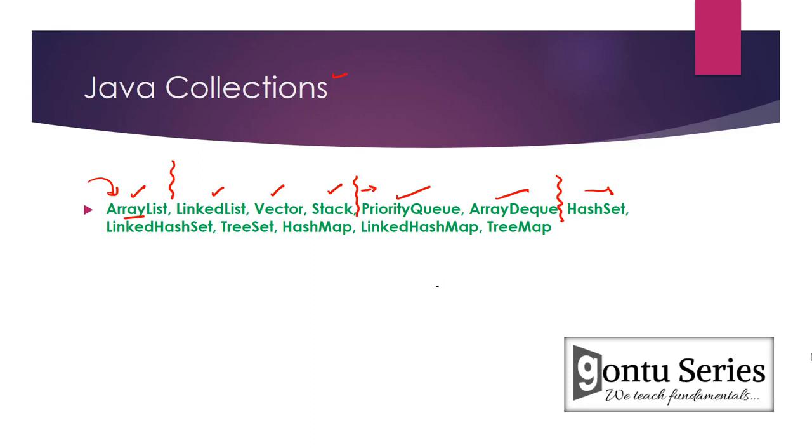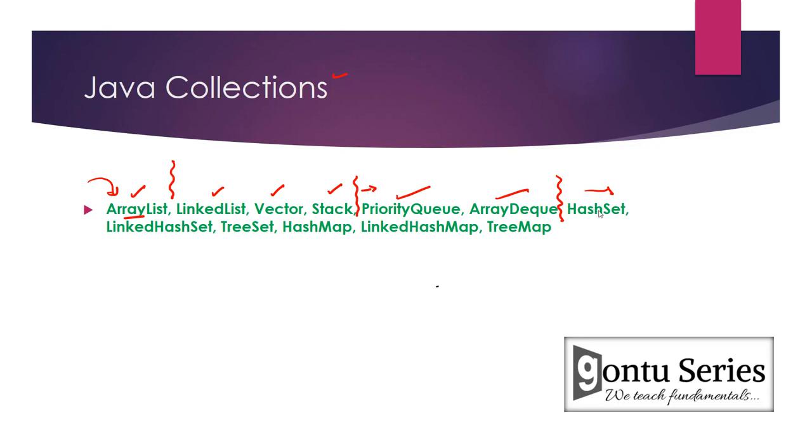Welcome everyone to part 5 of the Java day 14 session. So far we looked at the ArrayList concept, LinkedList, Vector, Stack, PriorityQueue, ArrayQueue. And today we're going to look at HashSet, LinkedHashSet, TreeSet, HashMap, LinkedHashMap, TreeMap. That's all about the collections framework.